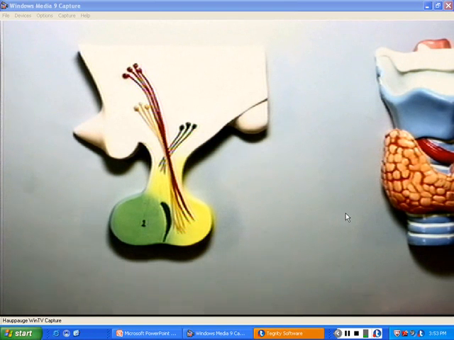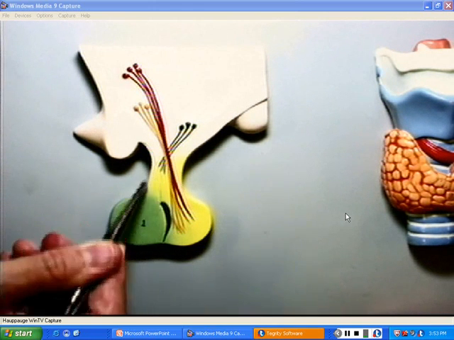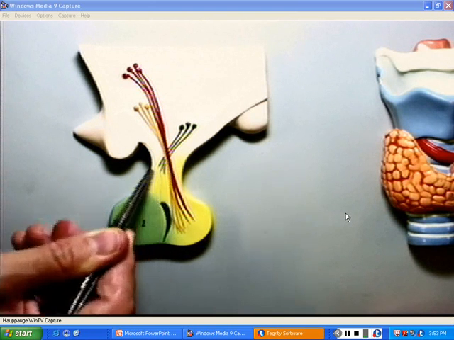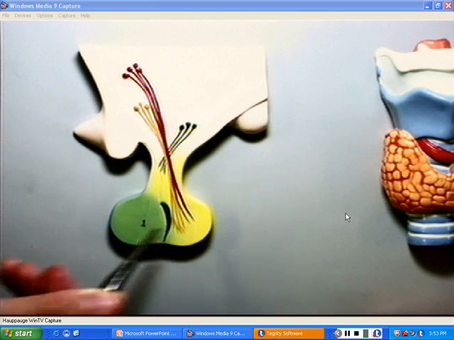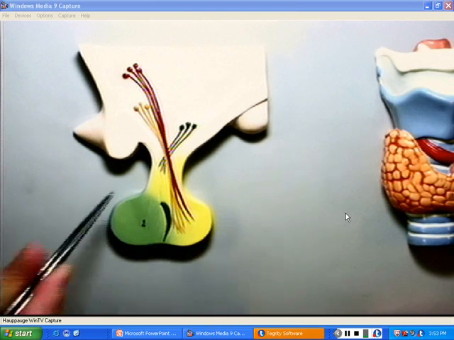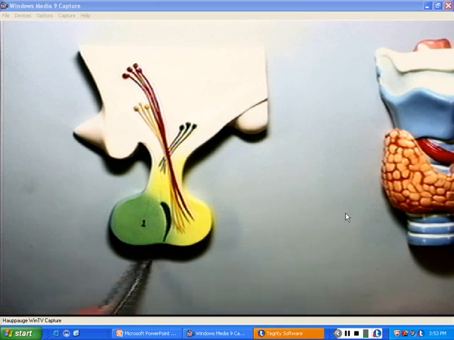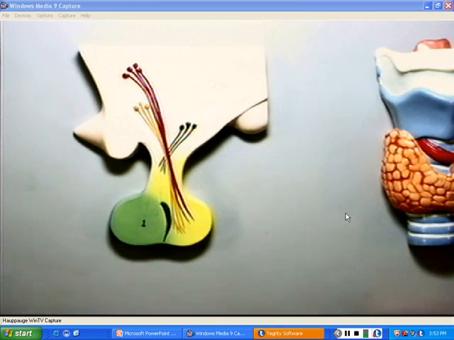One other structure of note is here, the infundibulum, which is the stalk that attaches the pituitary gland here. To note that the pituitary gland sits down into the skull in the sella turcica, or sometimes called the pituitary fossa, in the skull, so in the sphenoid bone.